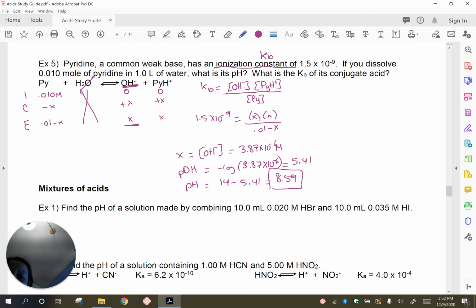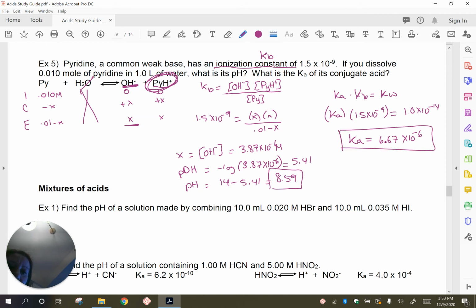We also want the Ka for the conjugate acid, which means the Ka for this right here. So Ka times Kb is equal to Kw. So Ka is what I'm solving for. Kb is 1.5 times 10 to the negative 9th. Kw is 1.0 times 10 to the negative 14. So that gives me Ka to be 6.67 times 10 to the negative 6. And that is my answer.